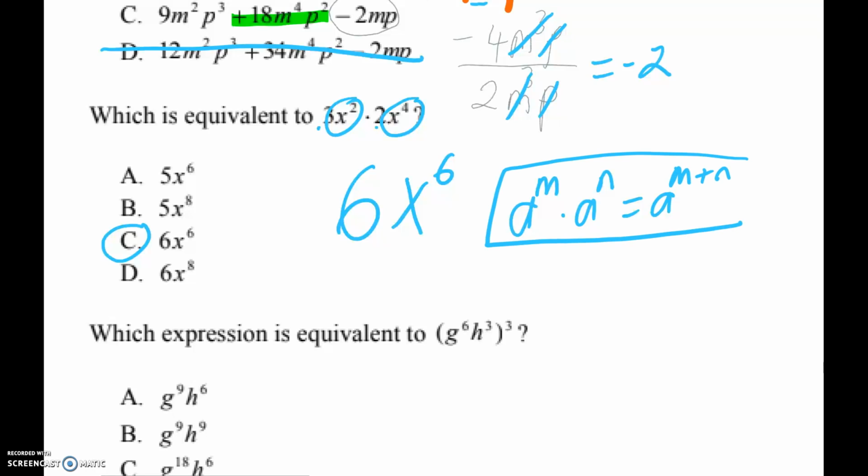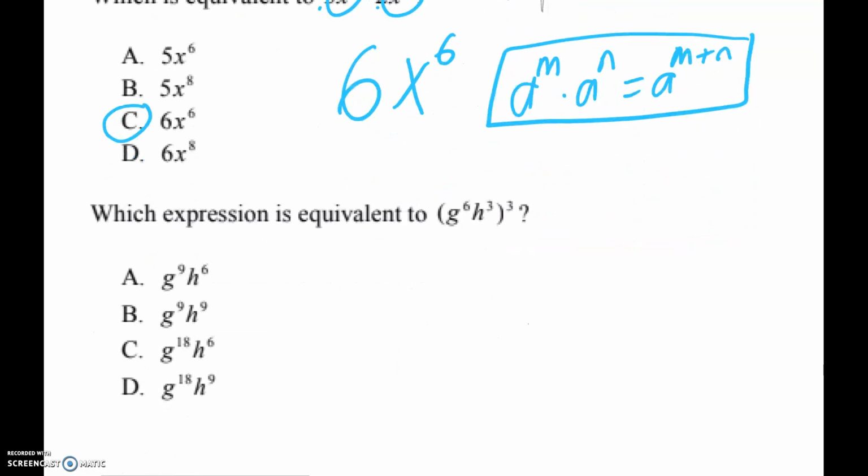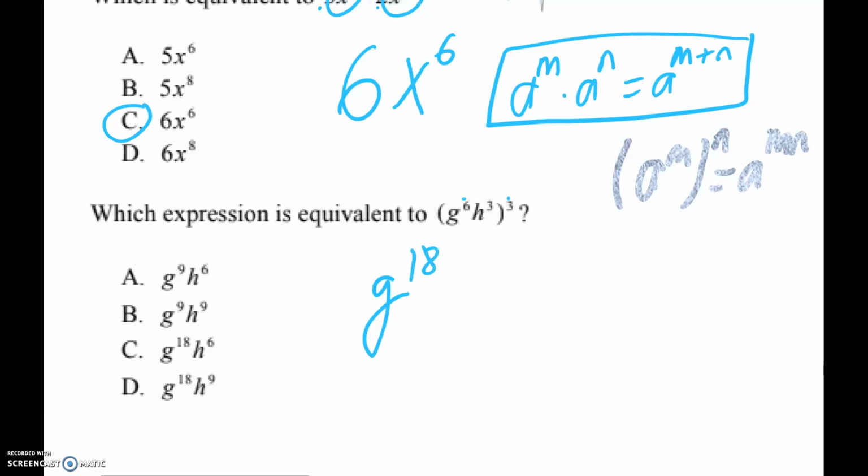Very famous exponent property. Which expression is equivalent to g to the 6 to the power of 3 times h cubed? So powers of power property, very famous. A to the m to the power of n is actually a to the m times n. All right. So g to the 6 to the power of 3, I need to multiply the 6 and 3, g to the 18. And h to the power of 3 cubed. Oh my God, 3 times 3 is going to be what? 9. And my answer is D. Thank you.